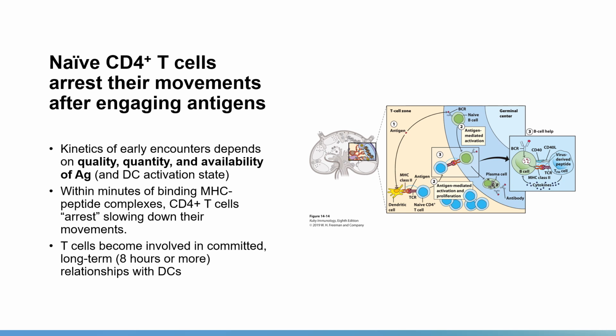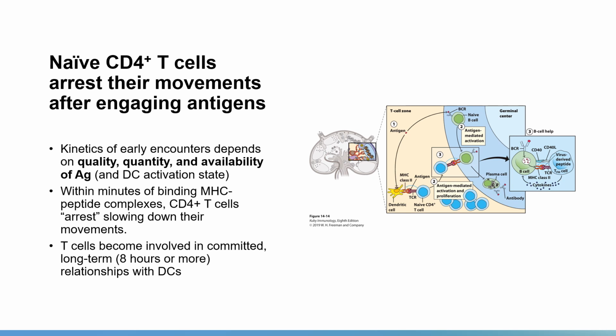We saw them previously swimming rapidly throughout the lymph nodes and browsing for antigen. Once they find that antigen, they stop. That's the point here. And those can become involved in committed long-term relationships of 8 hours or more with dendritic cells. This is going to trigger them to divide and proliferate, but also to differentiate into distinct helper cell subsets.